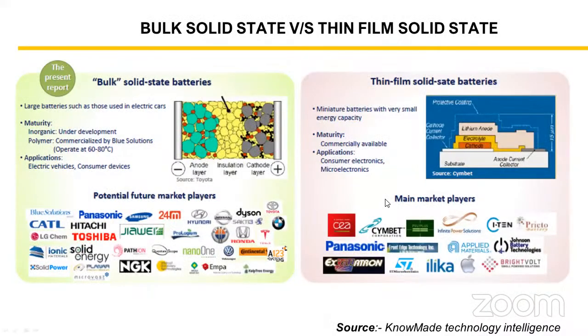After that, we have to work on this. We have to think about the market also. After maturity of your invention, we go for the potential future market players. Which one is the potential future market? In the case of the battery, Panasonic, Hitachi, Toshiba, Dyson, Hyundai, LG, these are the potential future market players. And for the thin film solid state battery, the potential main market players are Panasonic, Ilika, Apple, Brightvolt, and others. These are working on the thin film solid state battery. And for the bulk solid state batteries, the future market players are Panasonic, Toshiba, Hitachi. So we go for this through patent searching.